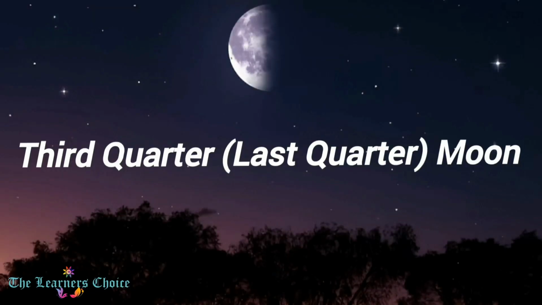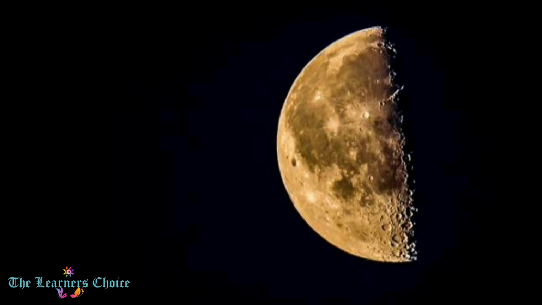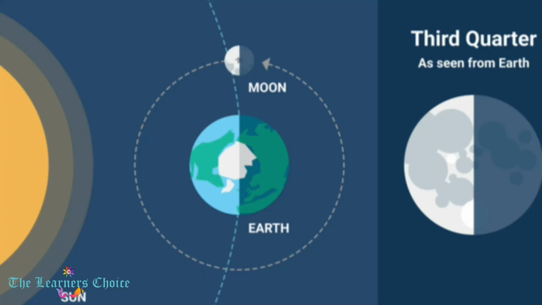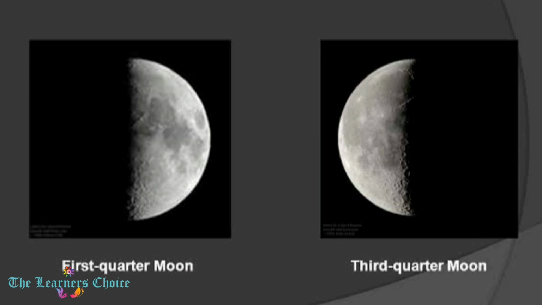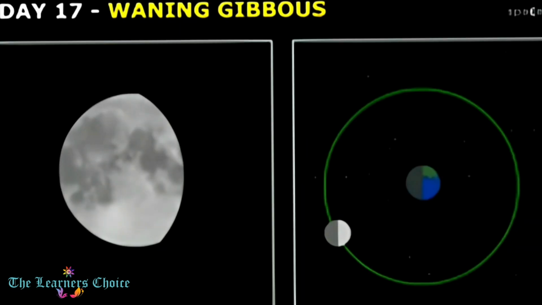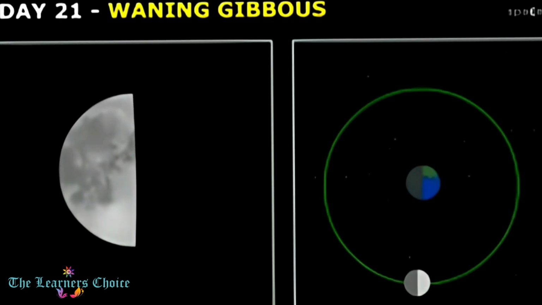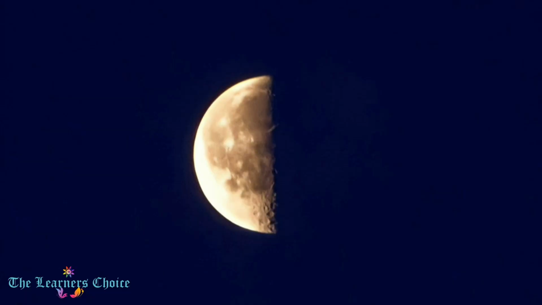Third quarter. In the third quarter phase, half of the moon's illuminated surface is visible from the Earth, but this illuminated part is the part which was not illuminated previously at the time of the first quarter phase. The third quarter phase is also called a half moon because the sun's rays illuminate exactly 50% of the moon's surface.